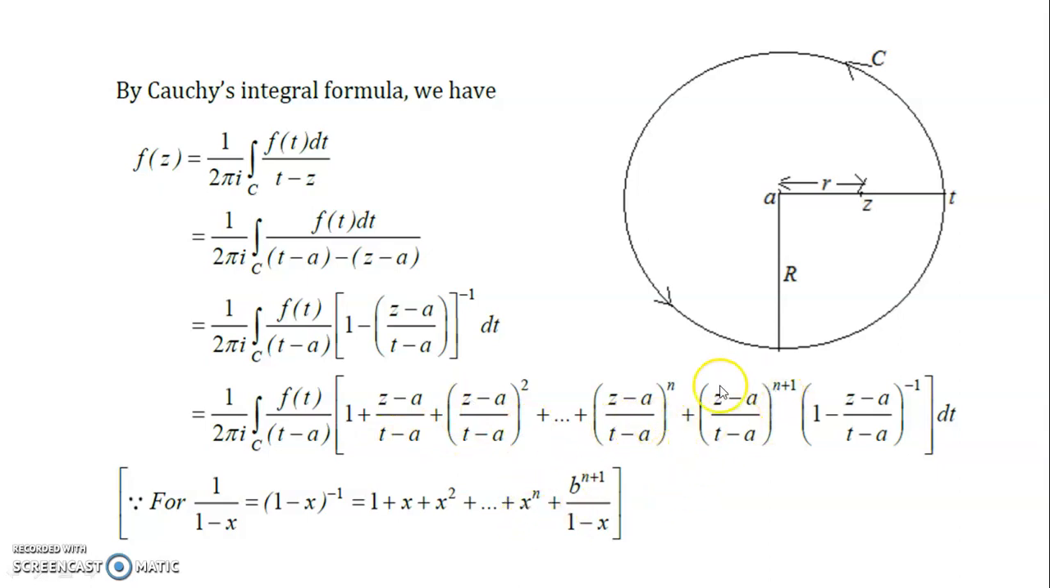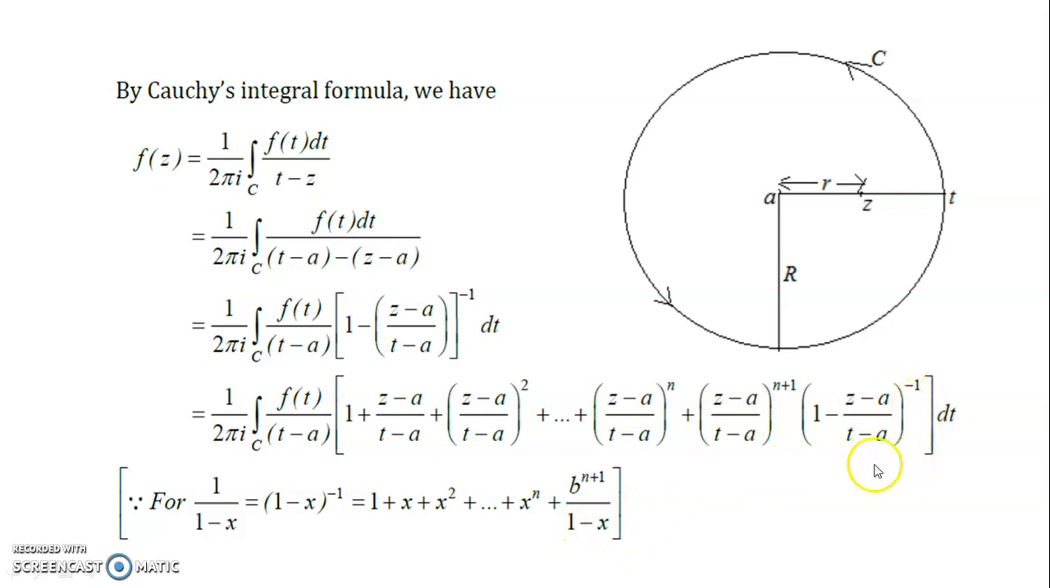And then we have (b − a) power n plus 1. B power n plus 1 means (z − a) divided by (t − a) power n plus 1, divided by 1 minus x. X is here (z − a) divided by (t − a), and that goes to the power of minus 1, since it is in the denominator.